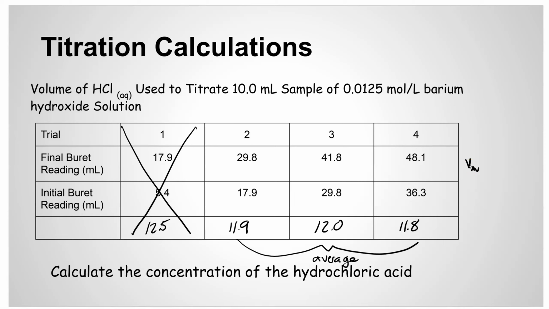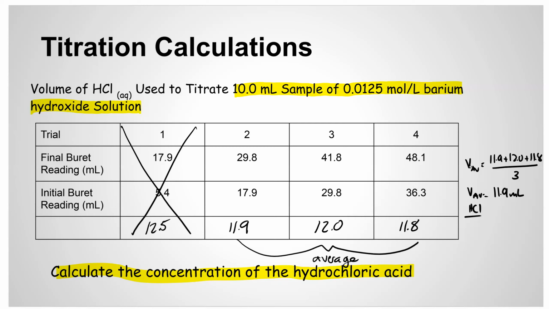V average of HCl is equal to 11.9 plus 12.0 plus 11.8 divided by 3. And so our V average in this case is equal to 11.9 milliliters. And that's for HCl. Now I have my volume of HCl. I also have my volume of my barium hydroxide, and I have my concentration of my barium hydroxide. I now have everything I need to calculate the concentration of hydrochloric acid.